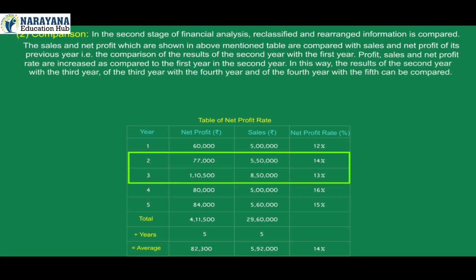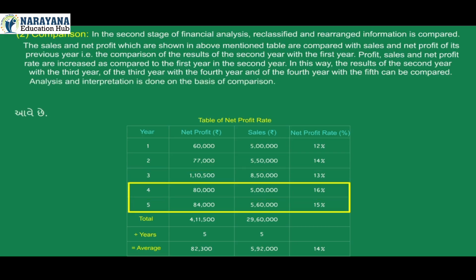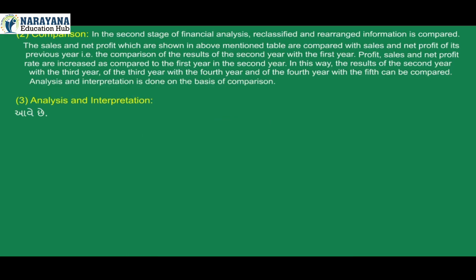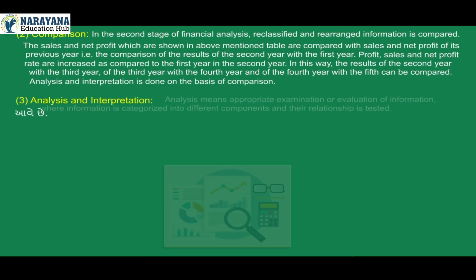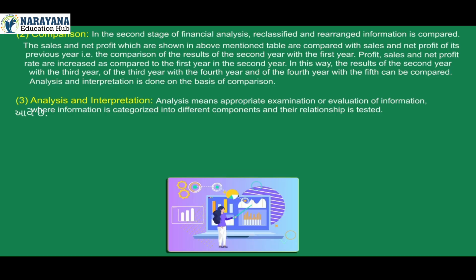In this way, the results of the second year with the third year, of the third year with the fourth year, and of the fourth year with the fifth can be compared. Analysis and interpretation is done on the basis of comparison. 3. Analysis and interpretation. Analysis means appropriate examination or evaluation of information when information is categorized into different components and the relationship is tested. Interpretation gives explanation of this relationship.